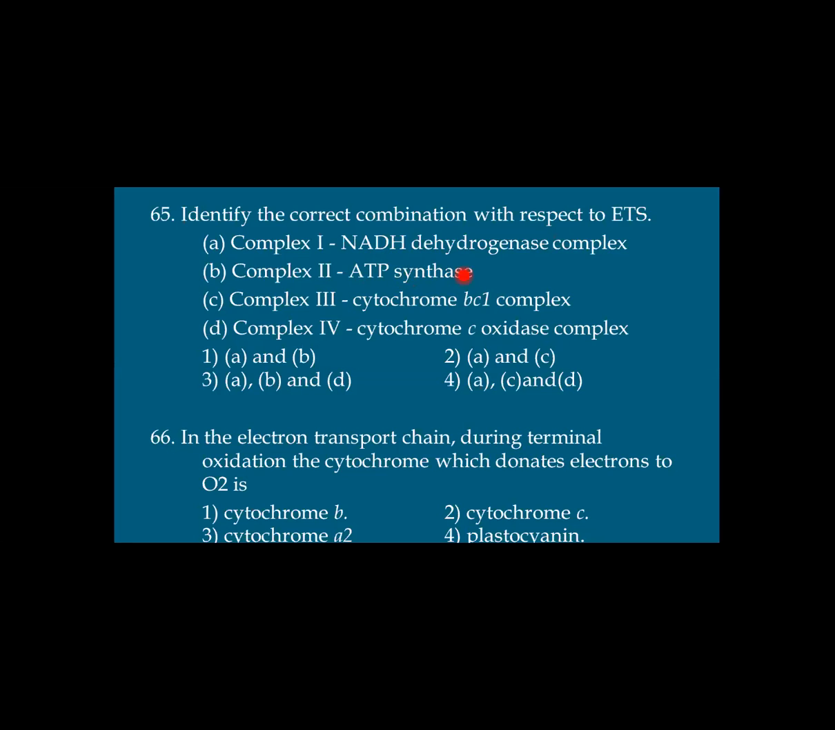What is the name of complex 2? Complex 2 is succinate dehydrogenase complex. It is not ATP synthase. Complex 3 is cytochrome BC1, which is right. Complex 4 is cytochrome C oxidase, which is right. So option B is basically wrong here. So what is the correct combination? A, C and D. Option 4 is the right answer.